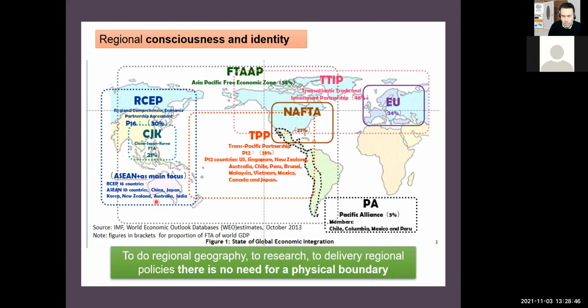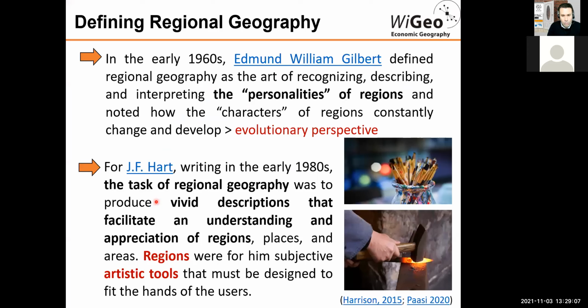So there are different ways of doing regional geography involving supra-state entities such as the European Union. You can involve one country, more than one country, and you can also involve only the idea of a region. That's what is now characterized as the new regional geography. Let's still touch upon some of the roots, by Gilbert and Hart.